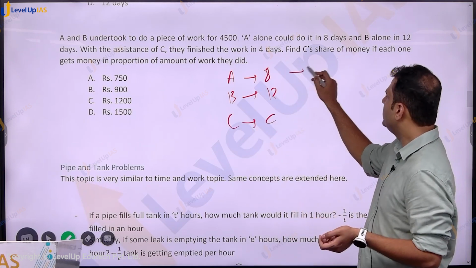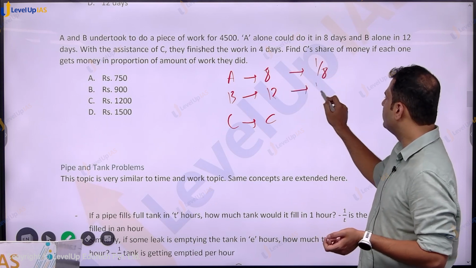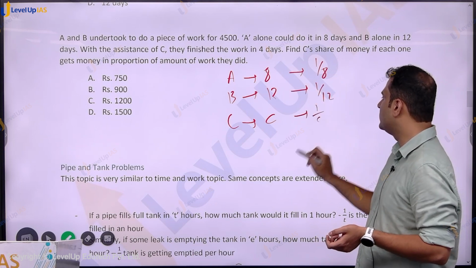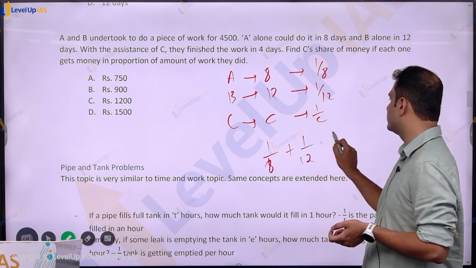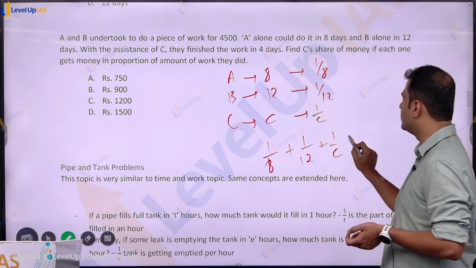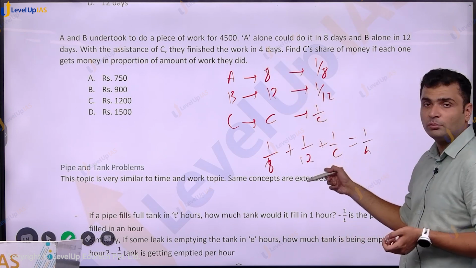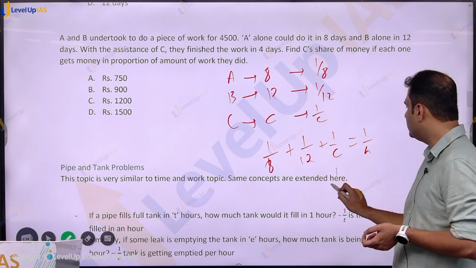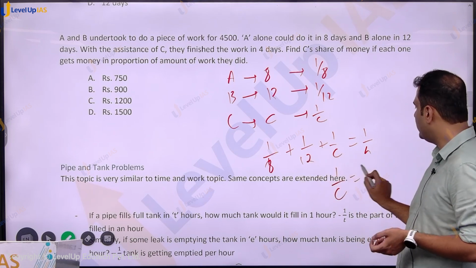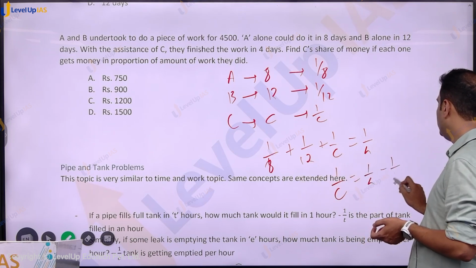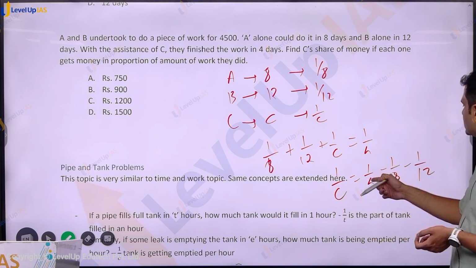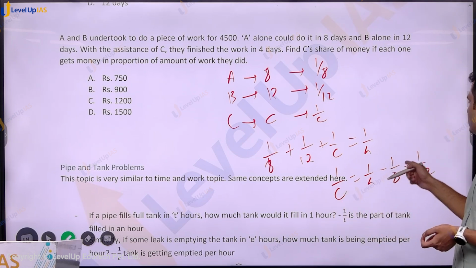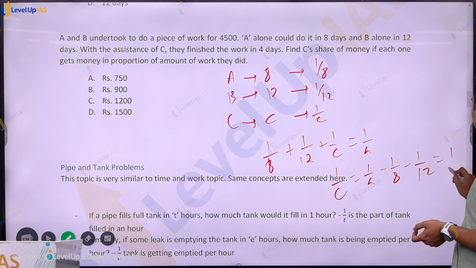A alone 8 days, so 1 by 8 in one day, 1 by 12 in one day, 1 by C in one day. Now if they are working together, 1 by 8 plus 1 by 12 plus 1 by C, they are finishing in 4 days, so it is equal to 1 by 4. We can get the value of C or not. So 1 by C is equal to 1 by 4 minus 1 by 8 minus 1 by 12. LCM is 24. So it is 6 minus 3 minus 2, which is equal to 1 by 24.